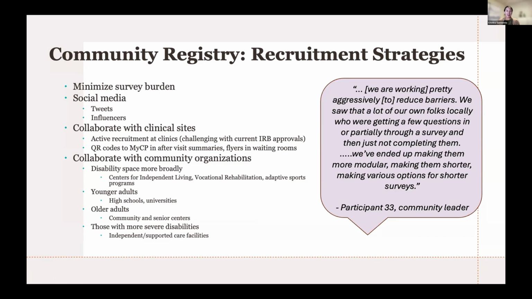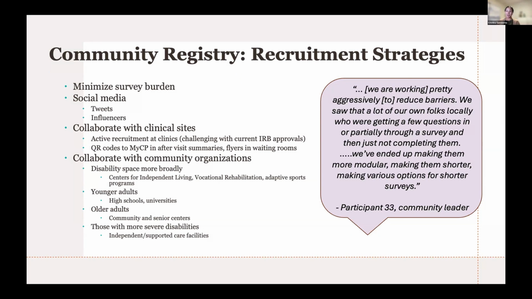We also need to optimize our collaboration with our clinical sites. There are some challenges to this, but how can we actively recruit participants into the registry in the clinic setting? Or at the very least, can we give QR codes to the MyCP in after visit summaries from clinic visits, have flyers in waiting rooms? How can we leverage those clinical connections that the CP Research Network has? Additionally, how can we collaborate better with community organizations?